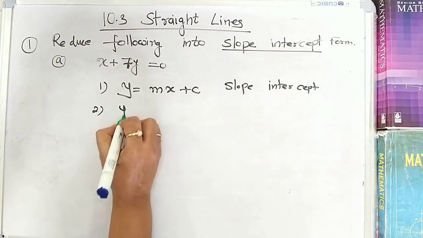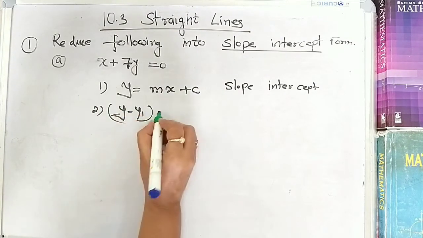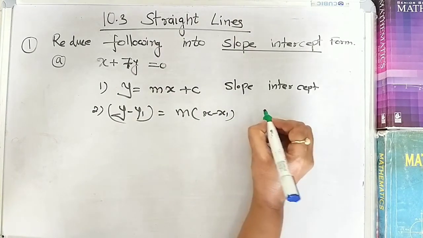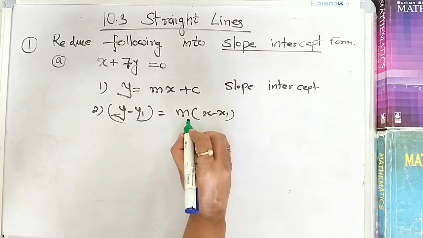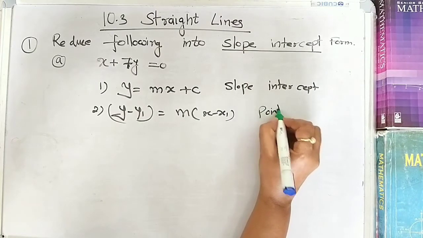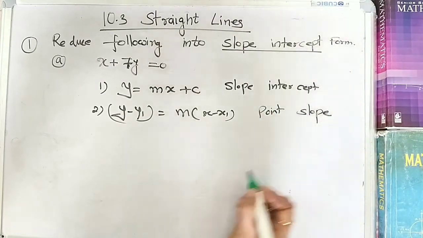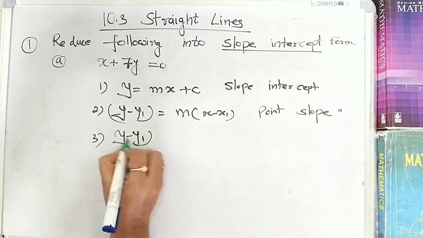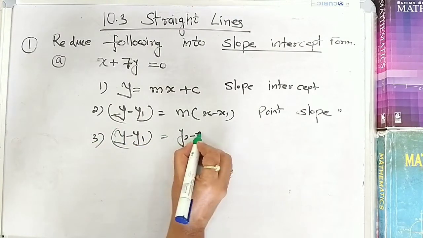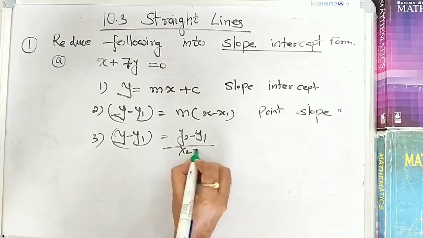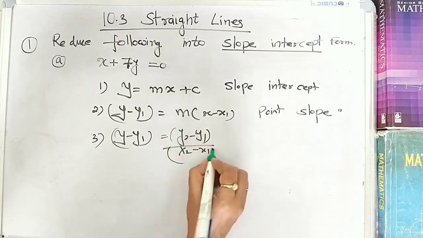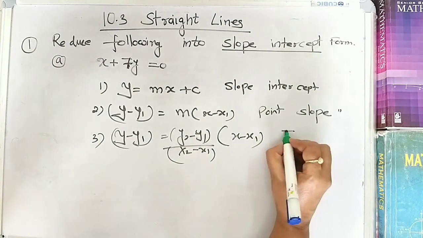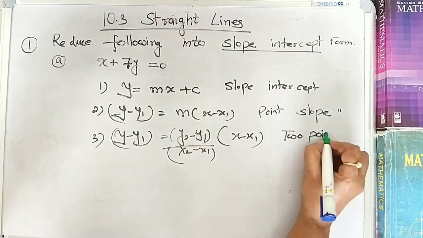Second form is y − y1 = m(x − x1). So this is called, guys, one point is given and slope is given. So this is called point slope form. Next, third one is y − y1 = ((y2 − y1)/(x2 − x1))(x − x1). So here 2 points will be provided. So this is called 2-point form.